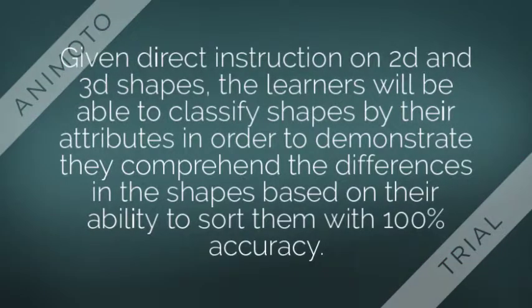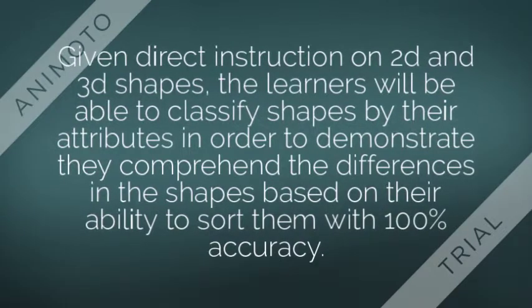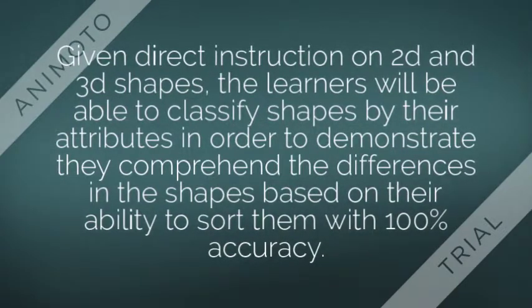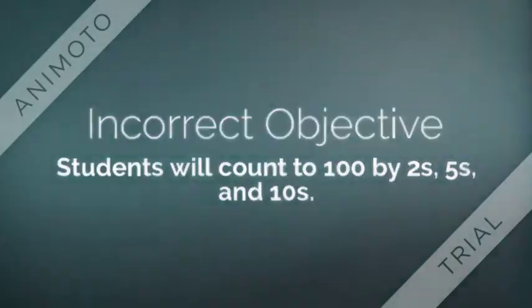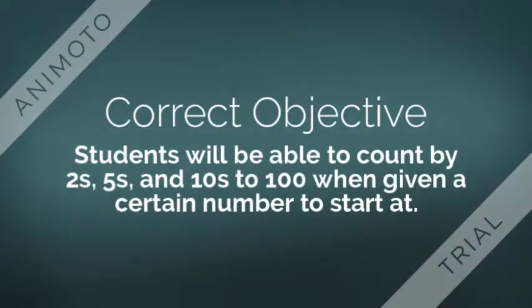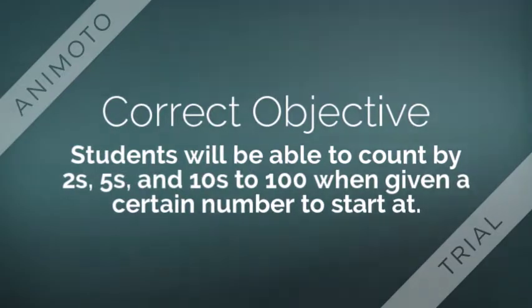Take a look at this objective. What do you think? Do you think this is a correctly written objective, or do you think this one needs work? Incorrect objective. Students will count to 100 by 2s, 5s, and 10s. Correct objective. Students will be able to count by 2s, 5s, and 10s to 100 when given a certain number to start at.